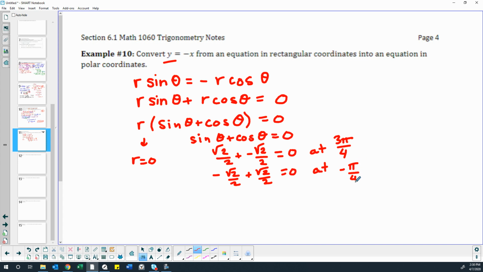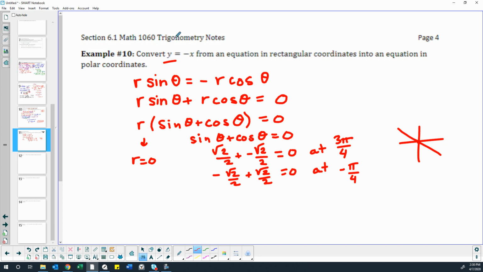Now let's think about that for a minute. 3 pi fourths is a line going this way. Negative pi fourths is a line going that way. And r basically can be anything, because r turned out not to matter when we tried solving for r. So r can be anything along this angle or along this angle. It could be a positive r, a negative r, it could be any value. I think we just found an equation of a line.